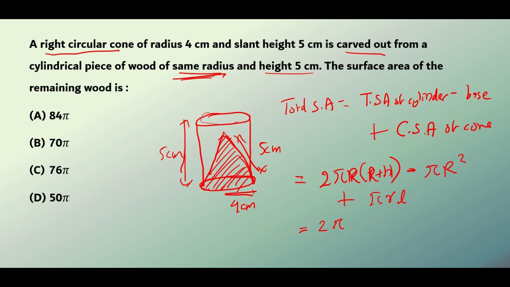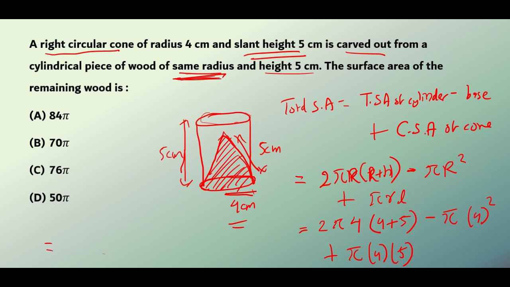So this will be 2 pi times radius, which is into 4, times radius 4 plus height 5. This will be in centimeters, of course. And minus pi times r, which would be 4 centimeters squared, plus pi times r, that is capital R and small r would be equal, since it's given in the question of the same radius, 4 centimeters. And the slant height, which is already given in the question, is 5 centimeters.